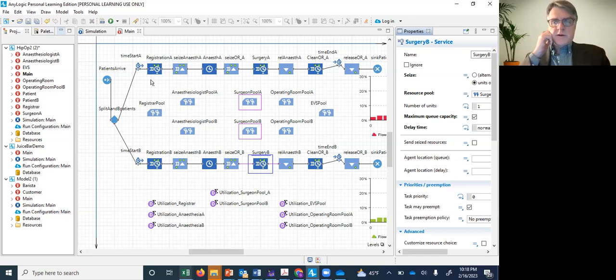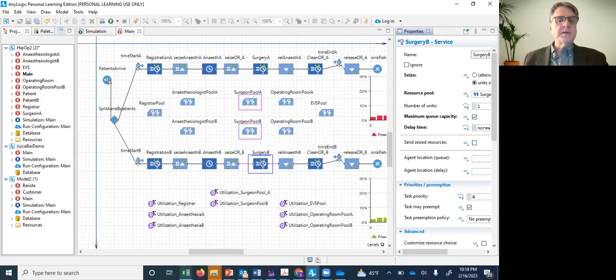This is to their advantage because they're probably less anxious at home than they are waiting in an OR. And the reason why this could matter on flow time is because we're measuring the flow time from the time that they arrive to the time that they got their surgery and the OR gets cleaned.